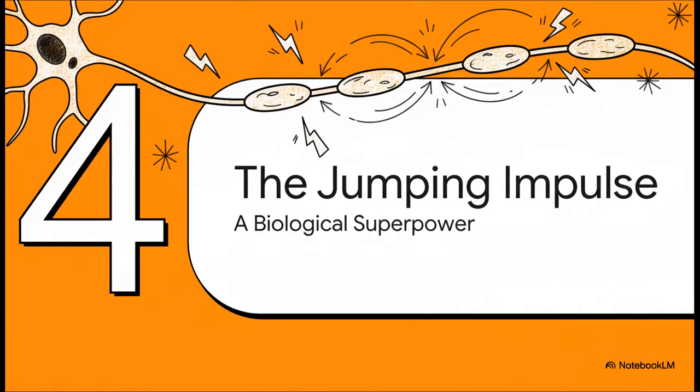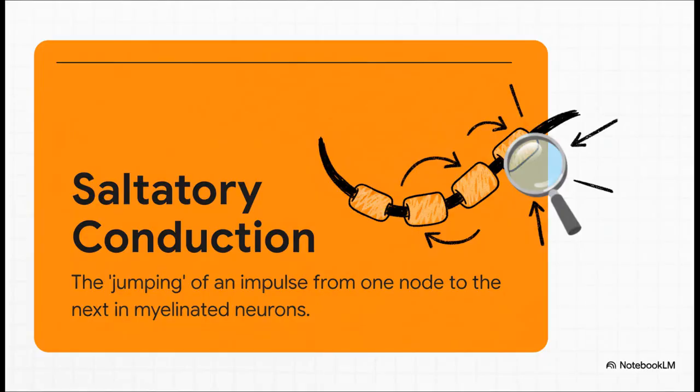Now, if you thought that was fast, hold on. Some of our neurons have a kind of biological superpower that makes them even faster. With these neurons, the impulse doesn't just flow down the line. It actually performs this incredible acrobatic feat. This superpower has a name: saltatory conduction. In certain neurons that are insulated with this fatty stuff called myelin, the action potential doesn't happen along the whole membrane.